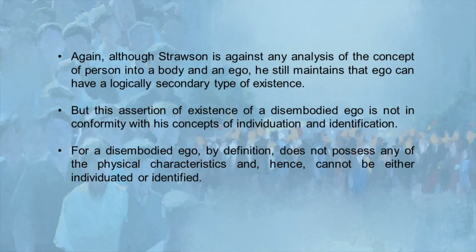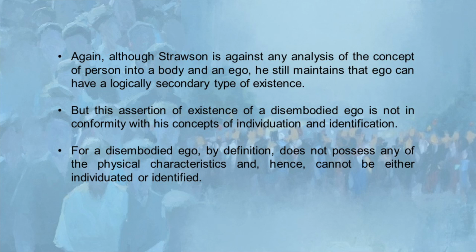Again, although Strawson is against any analysis of the concept of person into a body and an ego, he still maintains that ego can have a logically secondary type of existence. A person is not an embodied ego, but an ego might be a disembodied person retaining the logical benefit of individuality from having been a person. But this assertion of the existence of a disembodied ego is not in conformity with his concept of individual and identification.